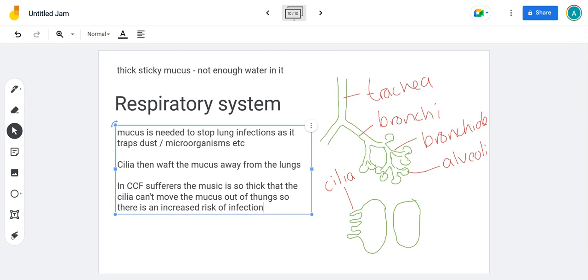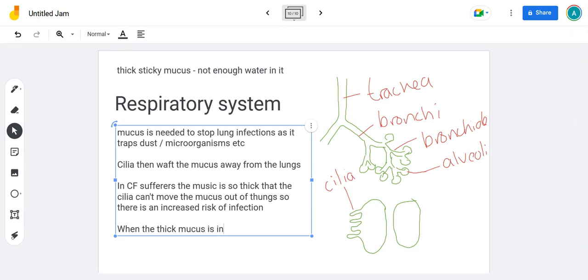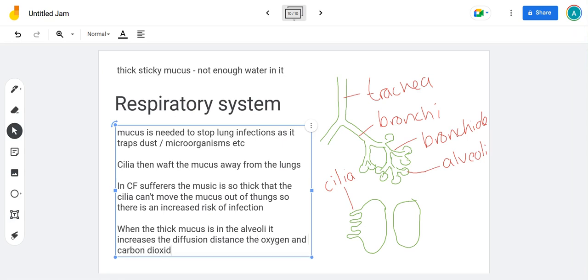So the microbes don't get wafted out. They continue on down to the lungs because we can't get the mucus out, and we start to get more infections. The other thing is that the mucus can then start to line the alveoli. If the mucus is in the alveoli, it increases the diffusion distance that oxygen and carbon dioxide have to move between the alveoli and the blood in the capillaries.